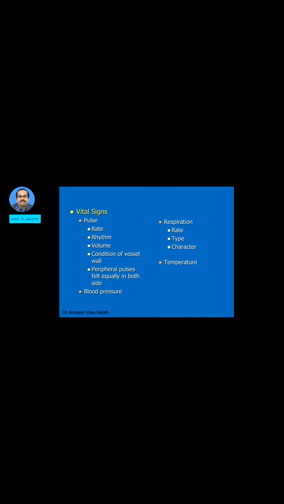So in the pulse, there are many parameters, but what we commonly look for is the rate of the pulse, the rhythm, whether it is regular or irregular, the volume, whether it is normal volume or high volume or low volume, the condition of the vessel wall, whether it is thickened or not, and whether the peripheral pulses are equally felt on both sides. So the rate below 60 is bradycardia, above 100 is tachycardia, and 60 to 100 is considered normal. The rhythm is usually regular for sinus tachycardia. Now, if it is irregularly irregular, it would suggest atrial fibrillation.